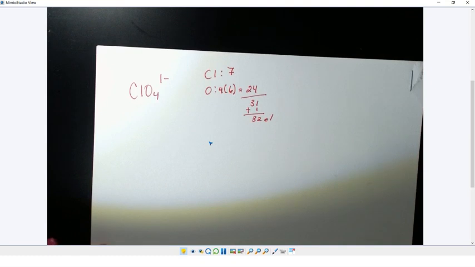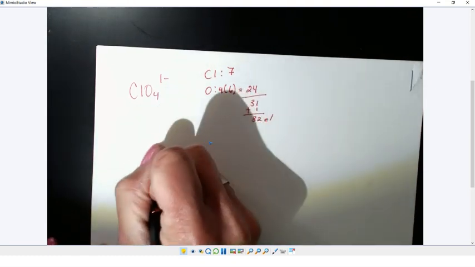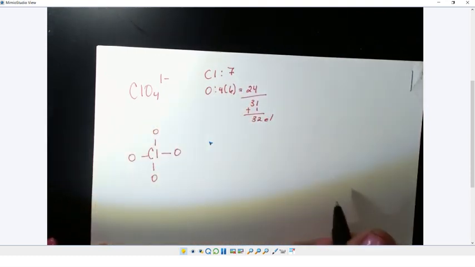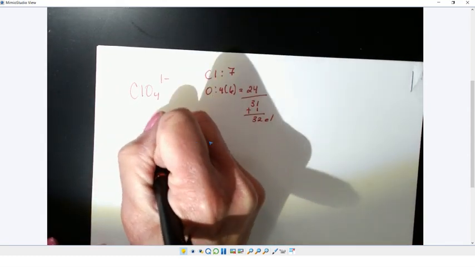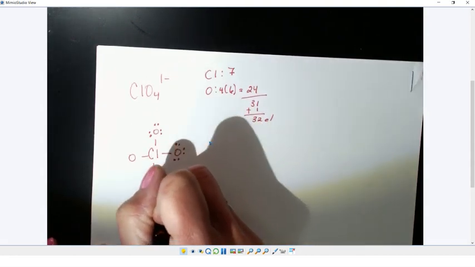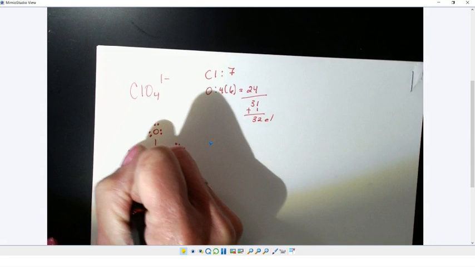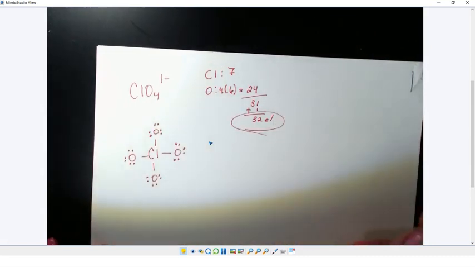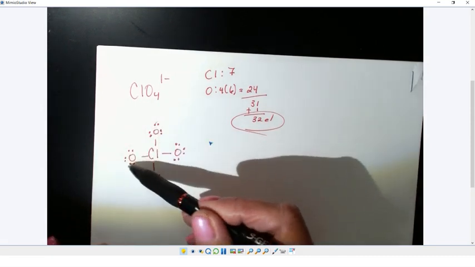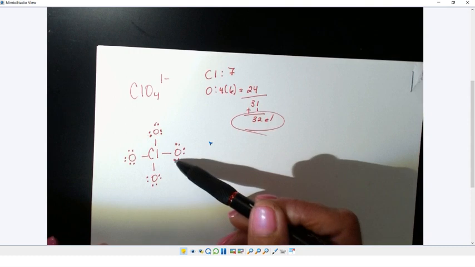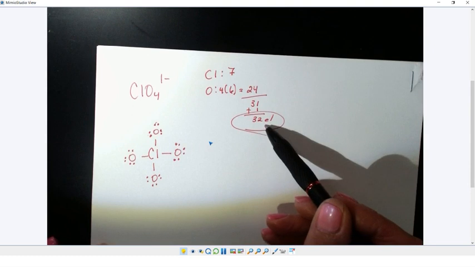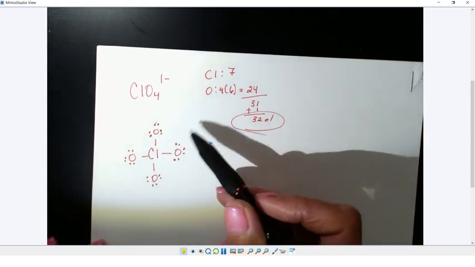So who's going to be my central atom? Chlorine. I'm going to attach every oxygen atom. I'm going to make sure everybody has got an octet. Now I have to see if I hit that 32. 2, 4, 6, 8, 10, 12, 14, 16, 18, 20, 22, 24, 26, 28, 30, and 32. Everybody has an octet. I hit my 32. So this part of the structure is correct.